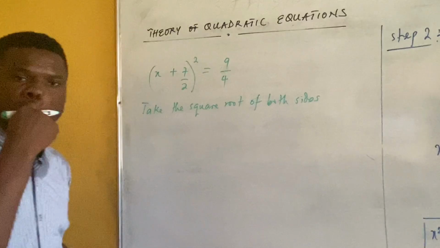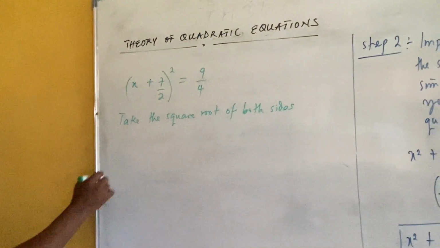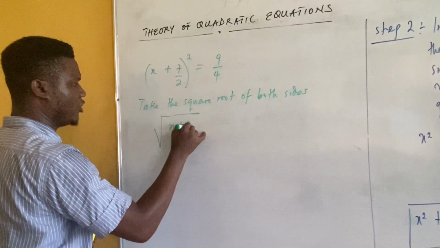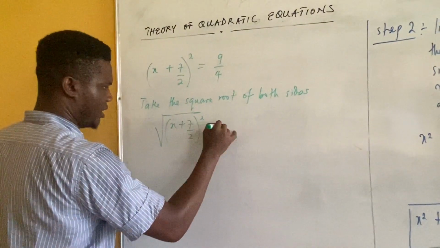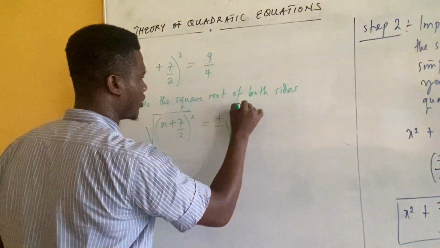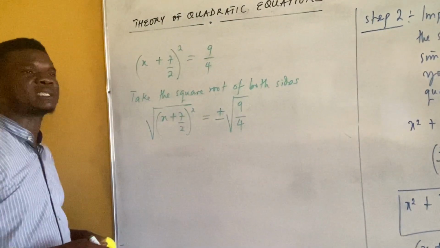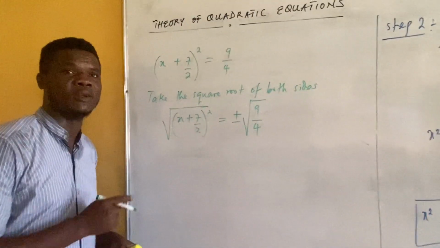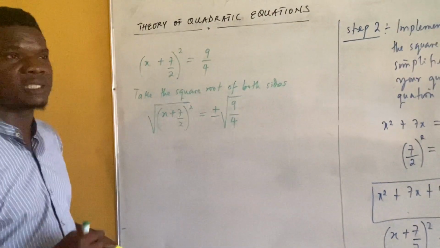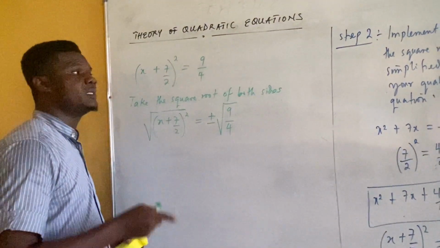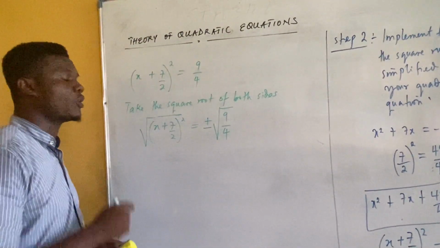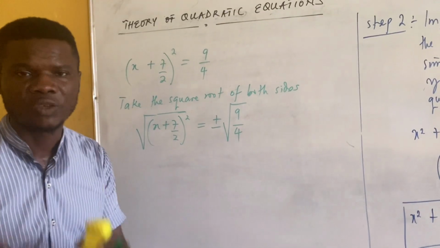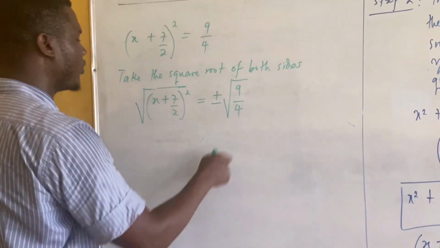Okay? So when you take the square root of both sides, you will end up having the square root of (x + 7/2) all squared equals plus or minus the square root of 9 over 4. Now, because it is a quadratic equation, we should be expecting two roots, and hence the reason for the plus or minus. More so, another reason for the plus or minus is that whenever you take the square root of a number, you should know that there are two possible solutions, because the product of two positive numbers will give you the same result, the same way the product of two negative numbers will give you the same result. So plus or minus square root of 9 over 4 is what we are expecting.